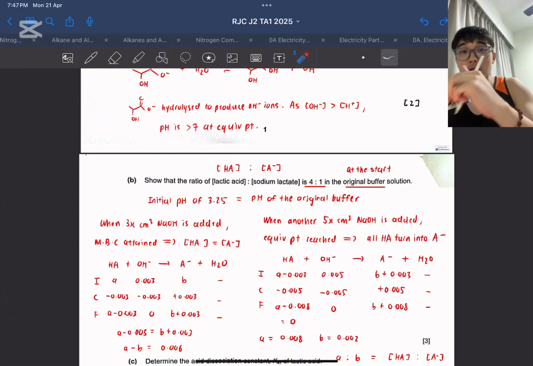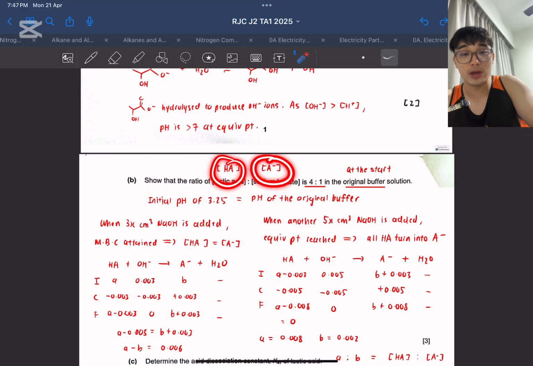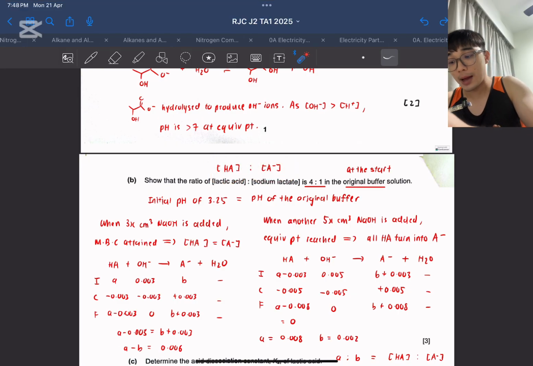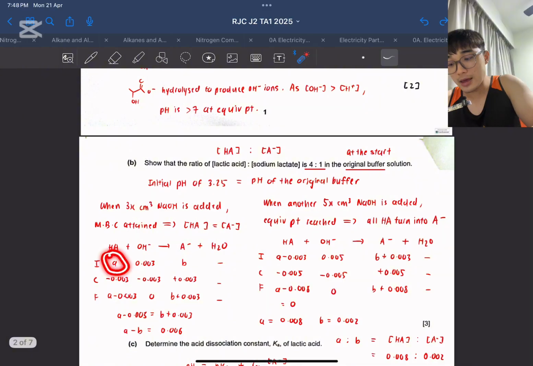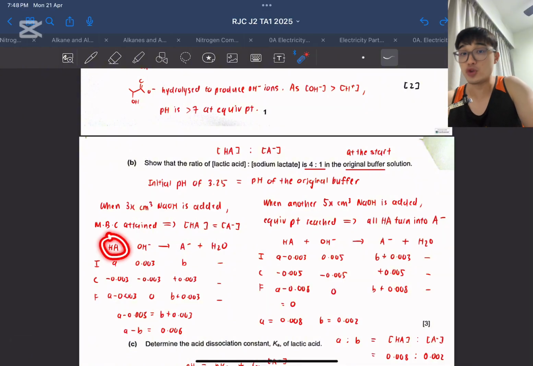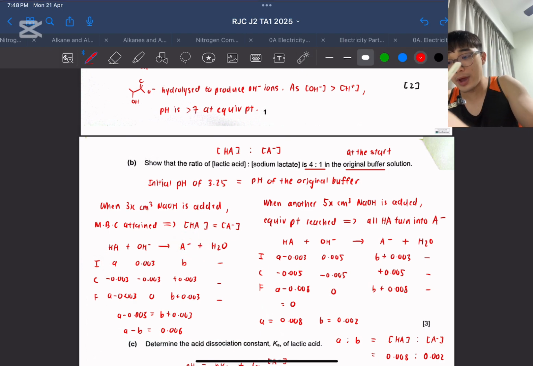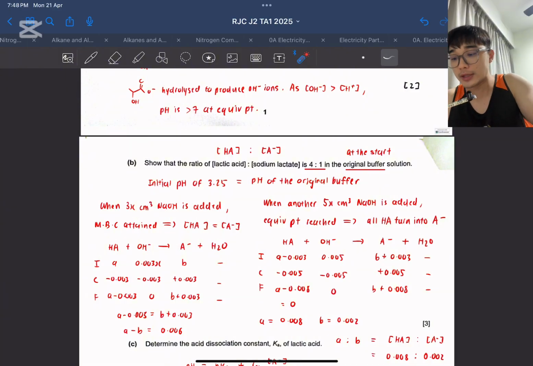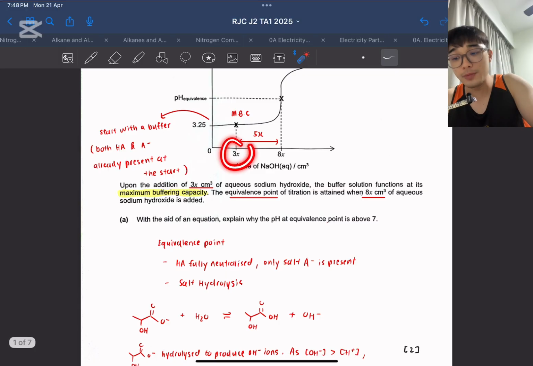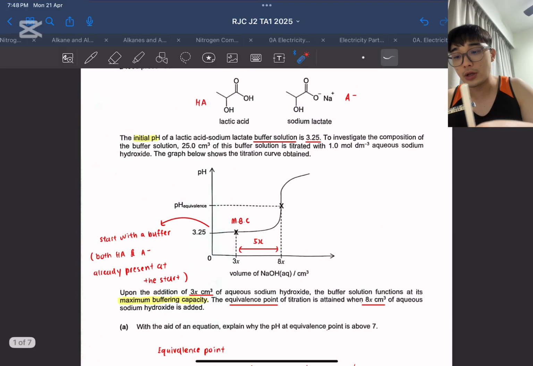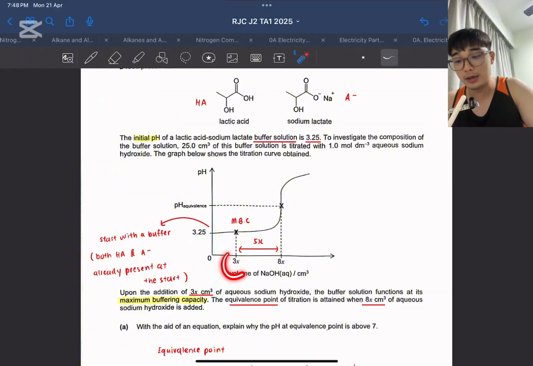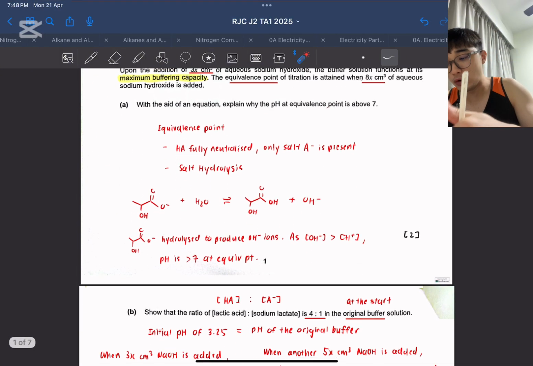Since we have no idea how much acid and conjugate base there is in the original buffer, I'm going to let A be the amount of acid in the original buffer, and B be the number of moles of conjugate base in the original buffer. So this is my initial. I'm going to add 0.003x moles of NaOH. Now, where do I get 0.003x? The volume is 3x cm cube. The concentration is 1 mole per dm cube. So I can just take 1 divided by 1000 multiplied by 3x. So that gives me 0.003x.